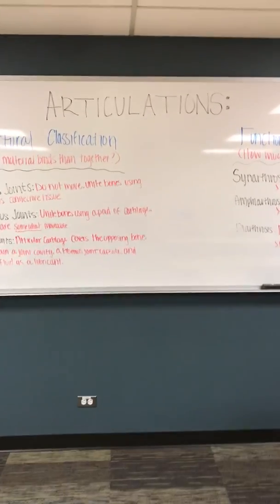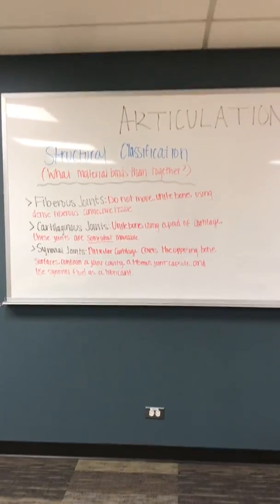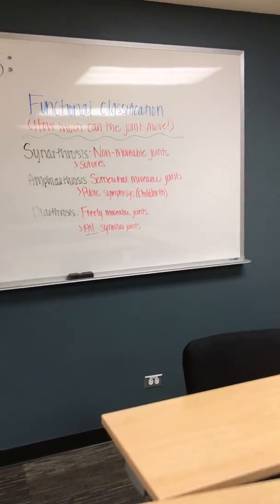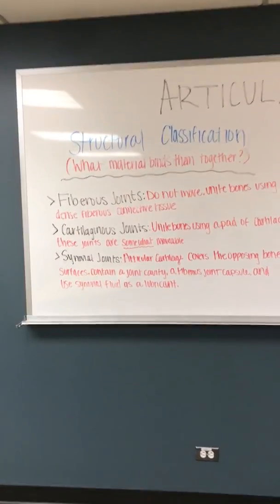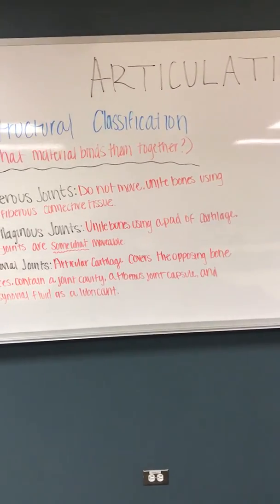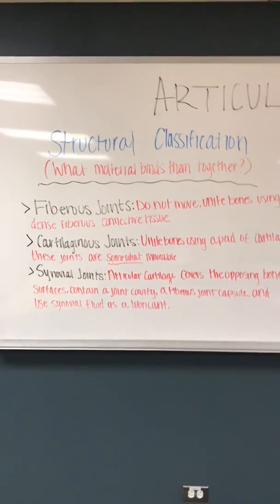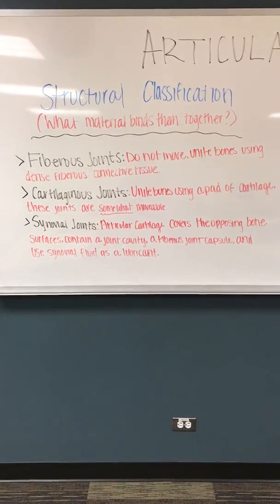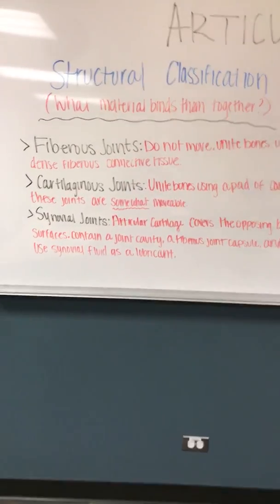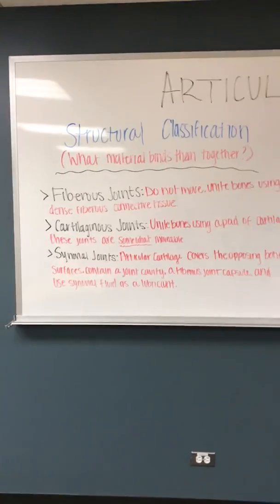So basically, when we talk about joints, we divide them into two separate categories: structure and function, which you guys are pretty used to. You can't have structure without function and vice versa. So structurally, when we say structure of joints, it's basically what material is binding them together. That's the way that I thought about it. And so there's three types. You have your fibrous joints, your cartilaginous joints, and your synovial joints.